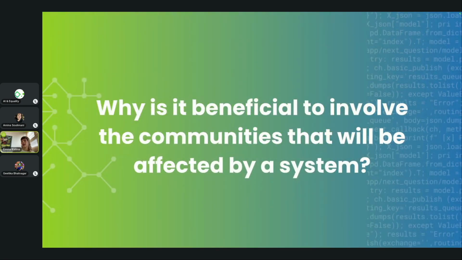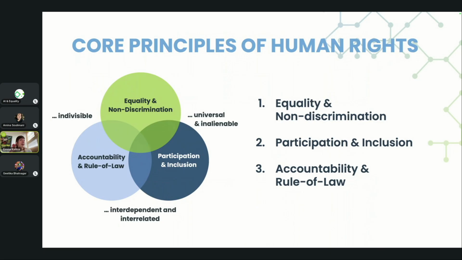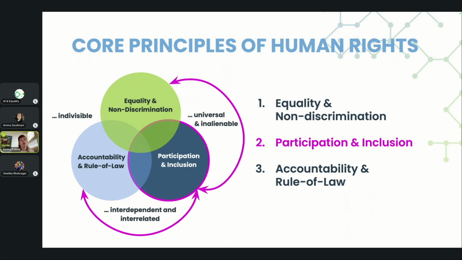Now we look at the second part. Why is it beneficial to involve communities that will be affected by a system? You might be really familiar with this if you've been to any of our other sessions. These are the guiding principles of human rights, or the core principles. And you can already see it's not hard to spot: participation and inclusion is one of the 3 core principles. Because they are interdependent and interrelated, only if everyone can participate can you ensure equality and non-discrimination. And you need people to participate and be included to be able to make sure that the rule of law is enacted.